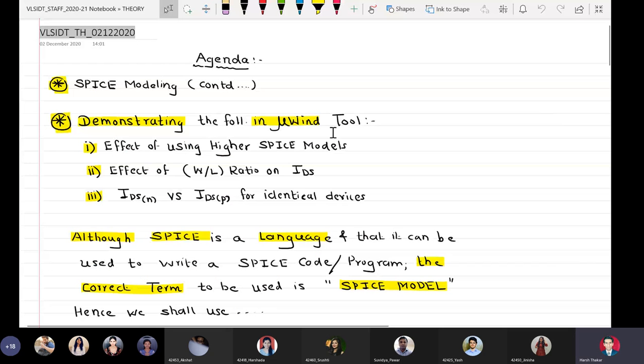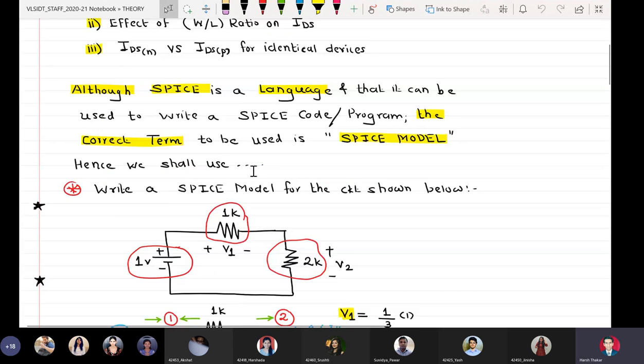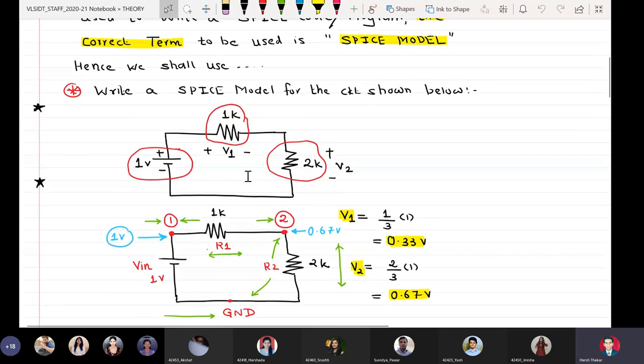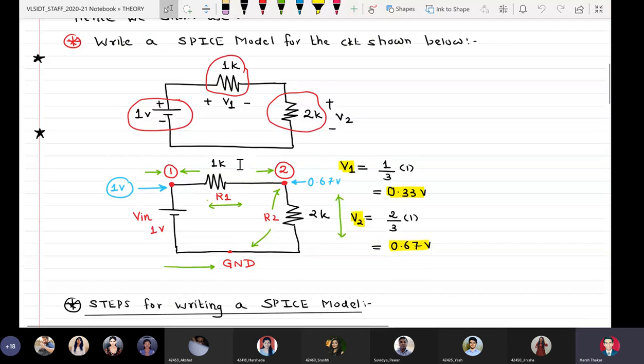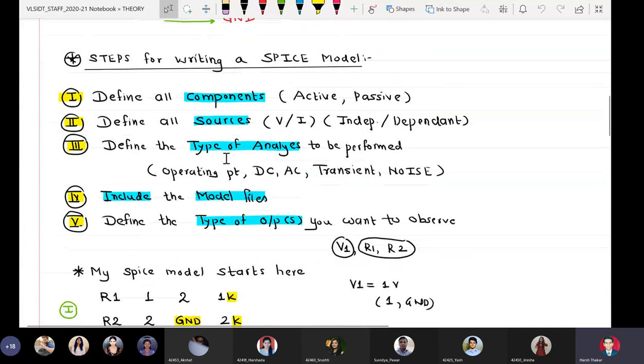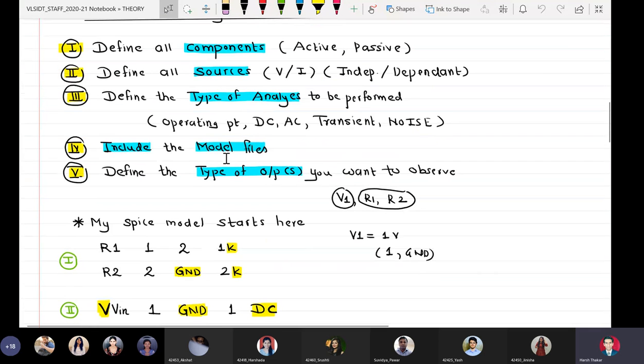In the last session, we have learned how to write a spice model for different circuits. So first we learned how to write a spice model for the simple network consisting of one DC source and two resistors R1 and R2. And we also have written down the 5 steps which are involved in writing a spice model, that is defining all components, active and passive.